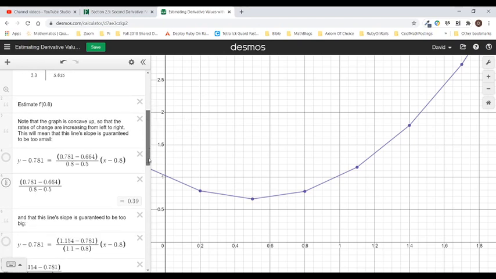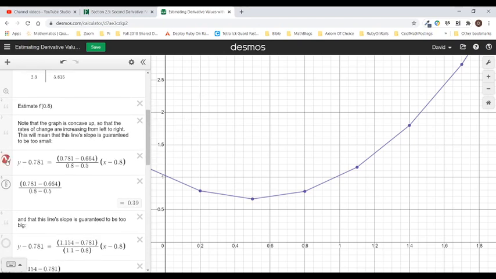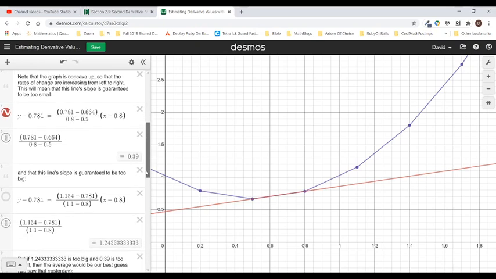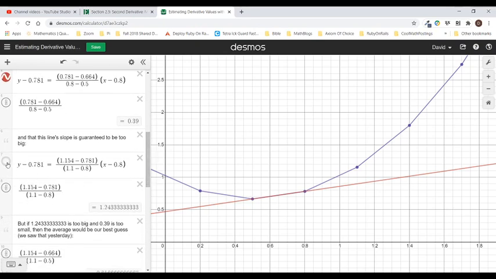So what I'm going to do first is just draw the line that goes through the first 2 points. And I can see that that's actually going to be too small. That's going to be smaller than the slope of the tangent line. Over here you can see me doing the calculation, and you can see that the slope of the red line, the one that's too small, is 0.39. Now I'm going to put in the line between the second 2 points. That one, the slope is guaranteed to be too big, because this is concave up.